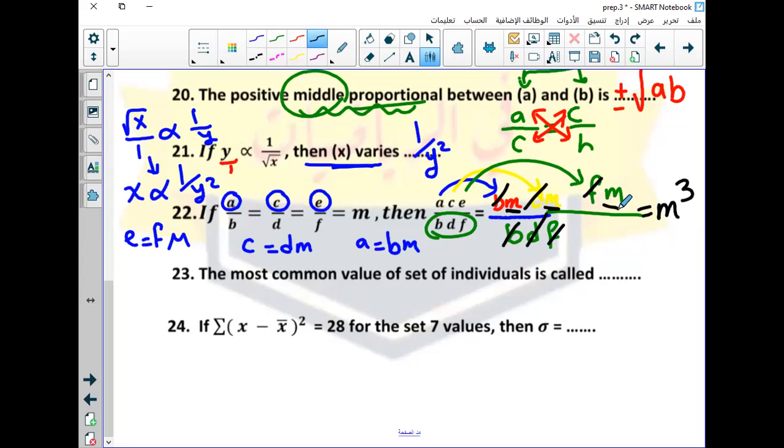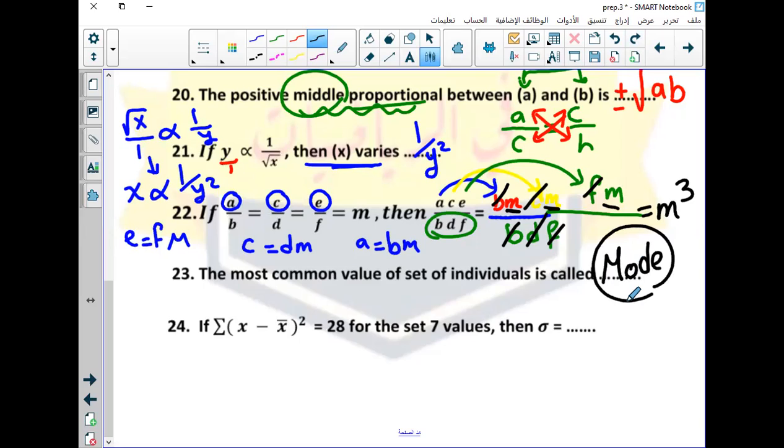Number 23, the most common value of a set of individuals is called mode. A question from prep 2 or prep 1.